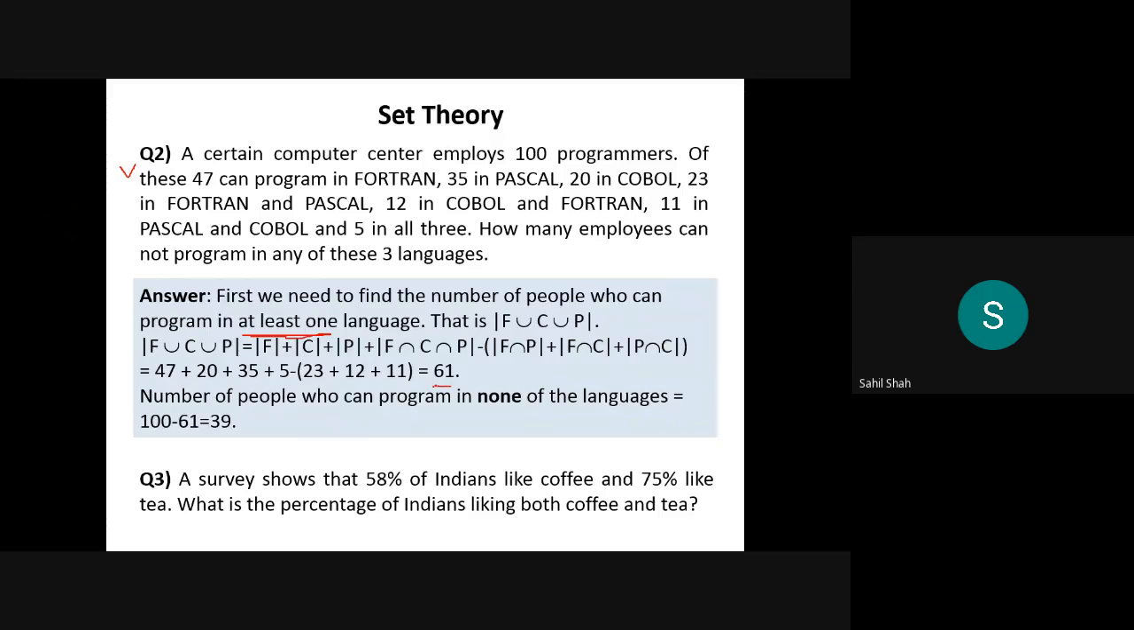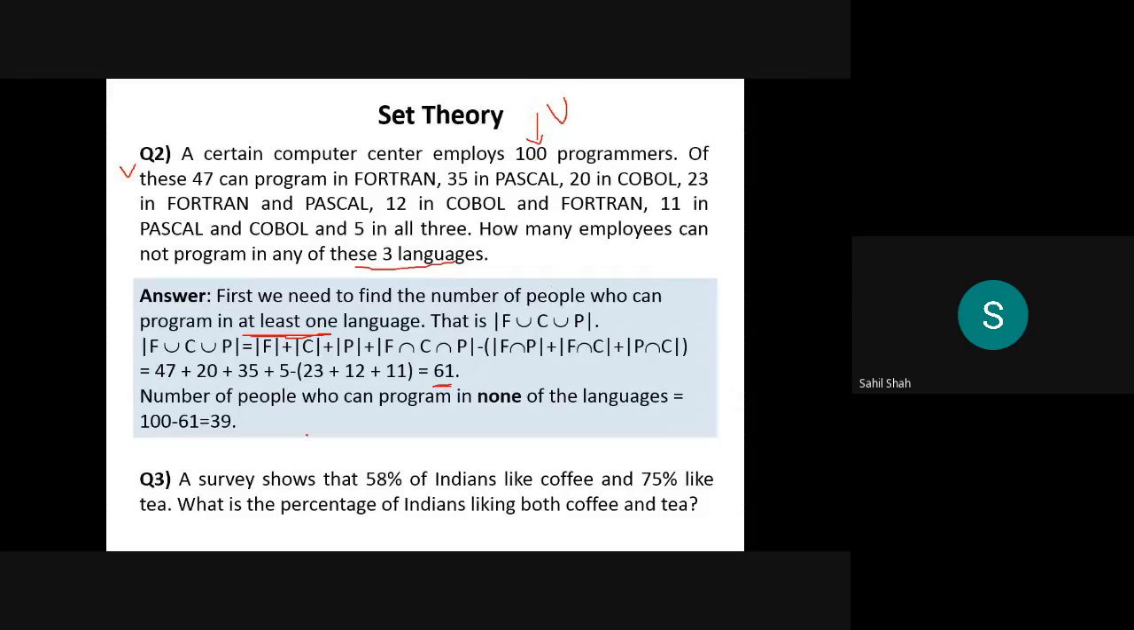So what is the 61? There are 61 employees who know at least one language. They may know all three languages, but it is clear that they know at least one language. But what is asked? How many employees cannot program in any of these three languages? So I know that there are 100 employees. Let us treat this 100 as a universal set U, the total number of employees. So the cardinality of U is 100.